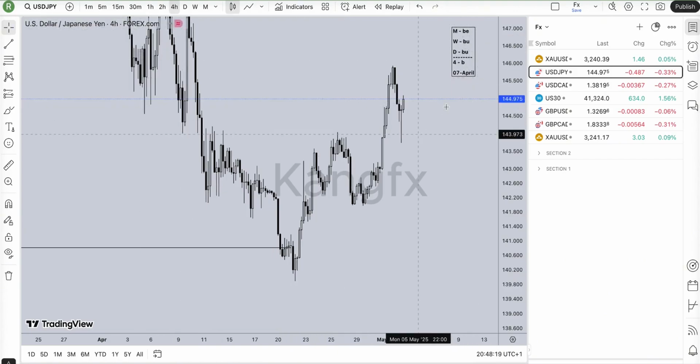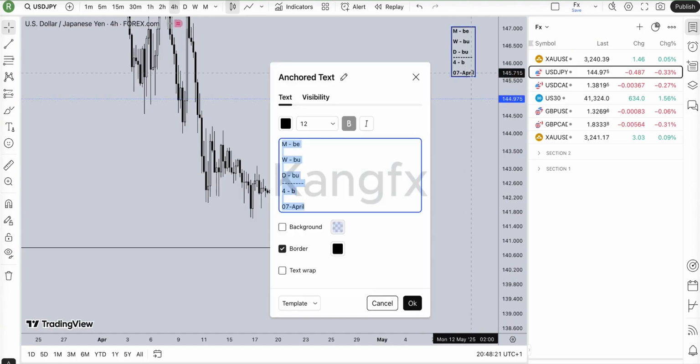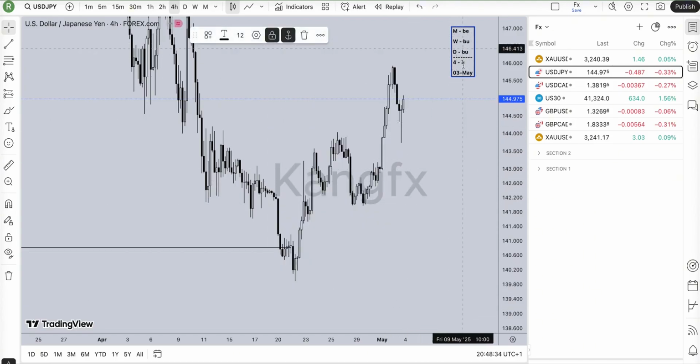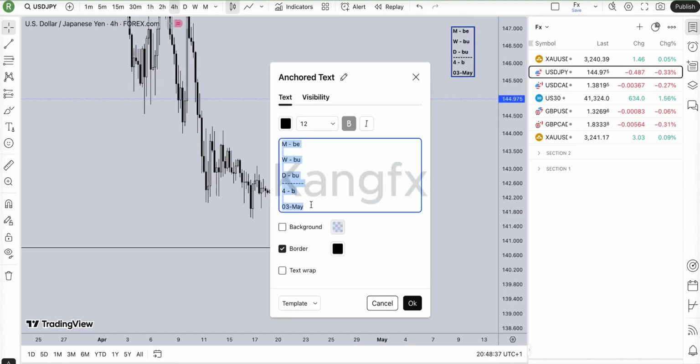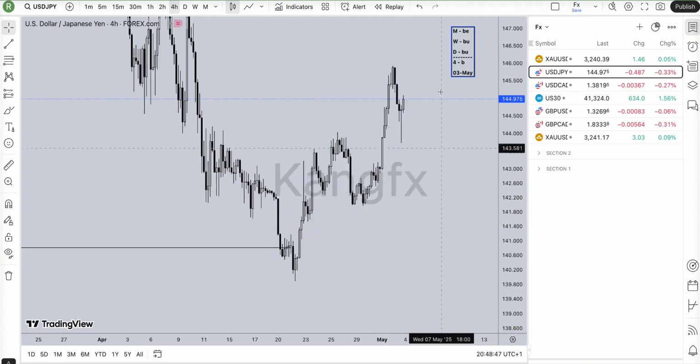Weekly and daily. Now I'm going to update the date, so I know the last time this has been updated. Today is 3rd May. So I'll update that, which means my last analysis is on 3rd May. I'll add a time to it, so I know this is 2048. Now I've gotten everything. I know my storyline.